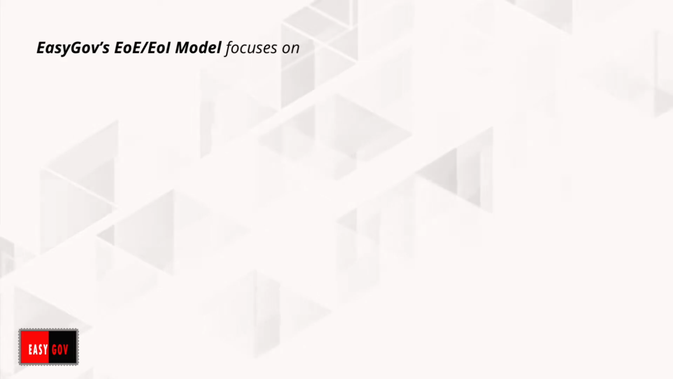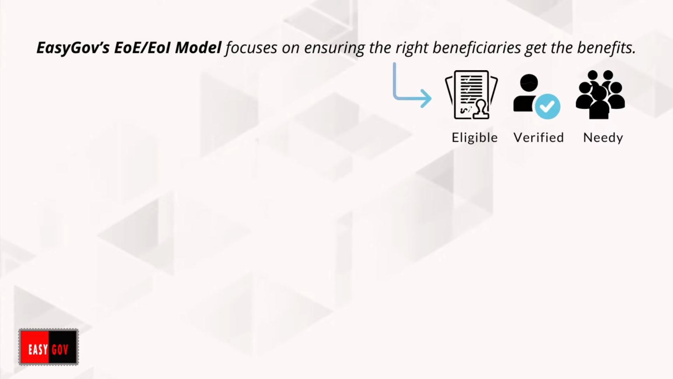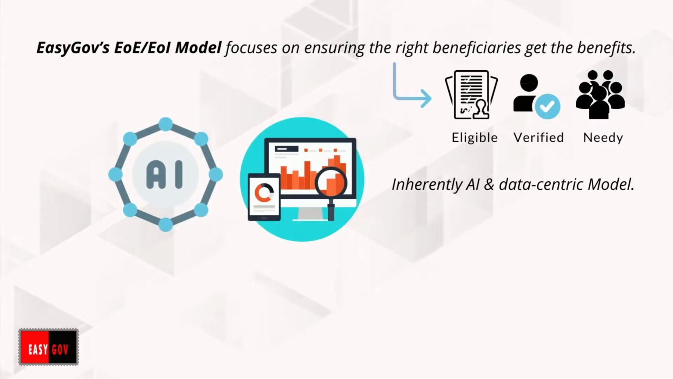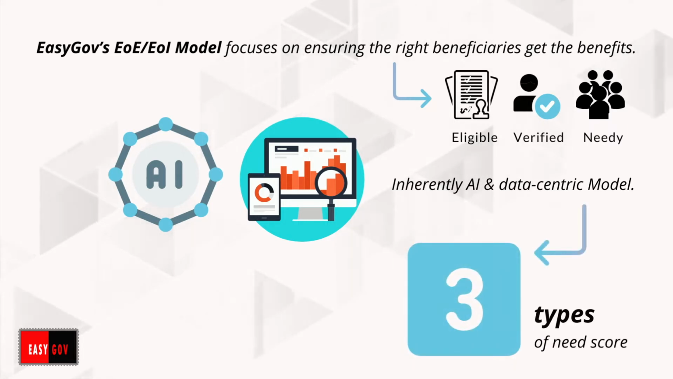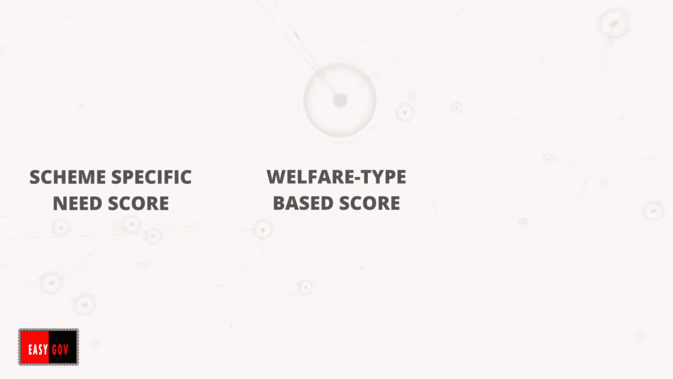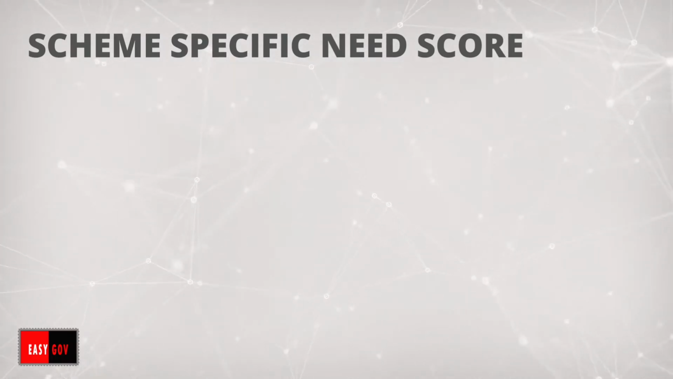EasyGov's EoE-EoI model focuses on ensuring the right beneficiaries get the benefits, and by right, we mean eligible, verified, and the most needy beneficiaries. Our model is inherently AI and data-centric and utilizes advanced calculations to correctly identify the correct beneficiaries according to the respective projected EoE and EoIs of 3 different types of need scores. The 3 types of scores to calculate EoE and EoI are scheme-specific need score, welfare type-based score, and the socioeconomic need score. Let's begin with the scheme-specific need score.